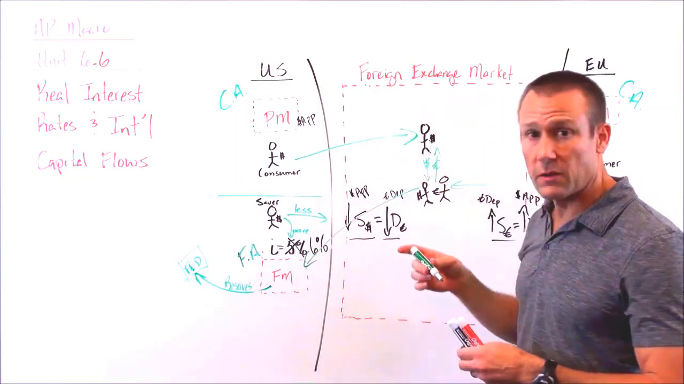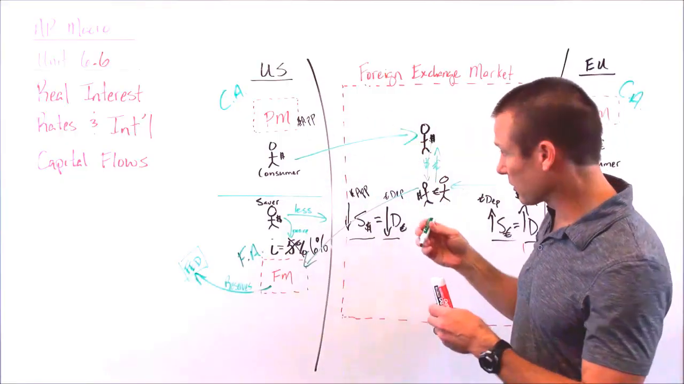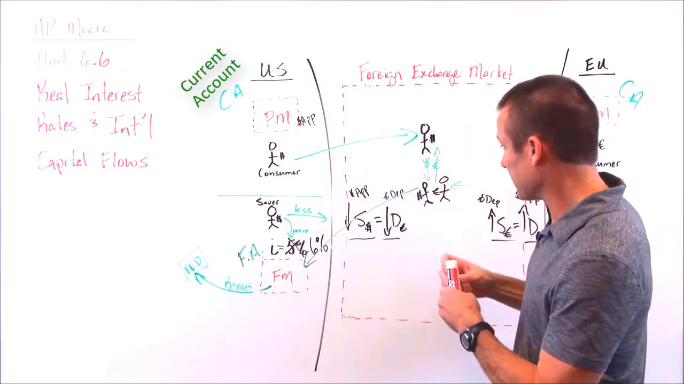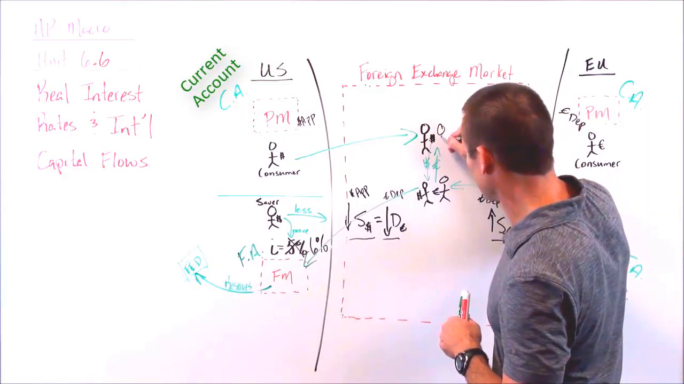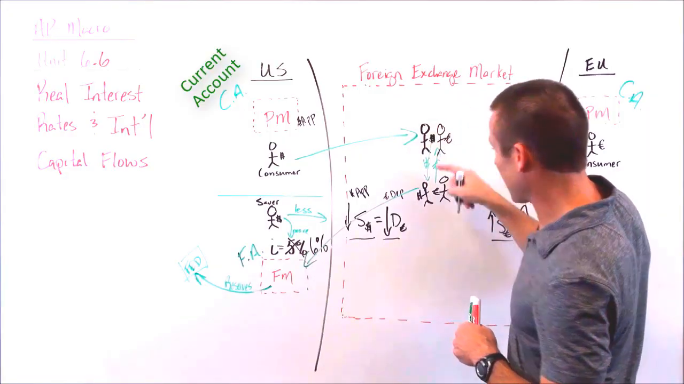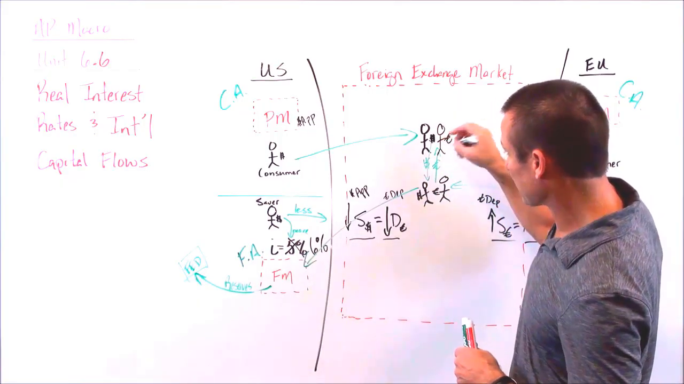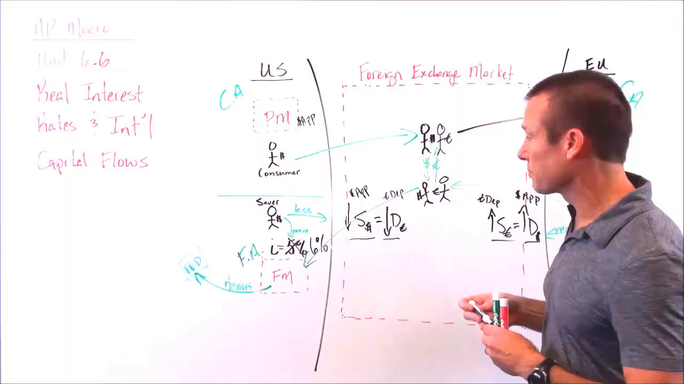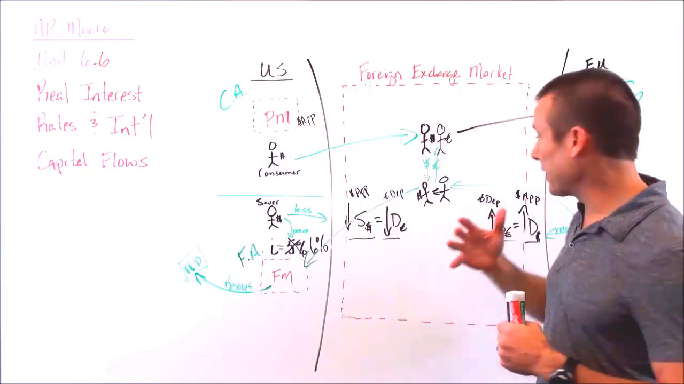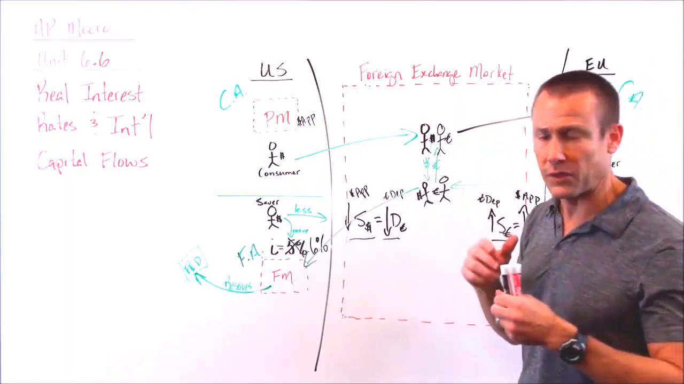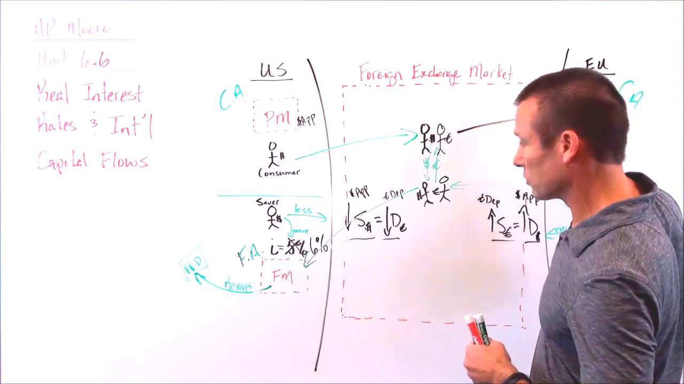Now, as far as the top part, the product market, the current account, the American right here is now going to receive those euros. That exchange has taken place. They've given up their dollars and gotten euros. And that American is going to go to that European product market and buy those products. That's supposed to be a green arrow, but what the heck. So they're going to go and buy those products.